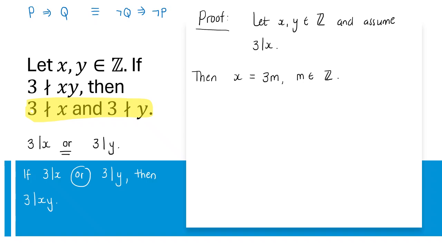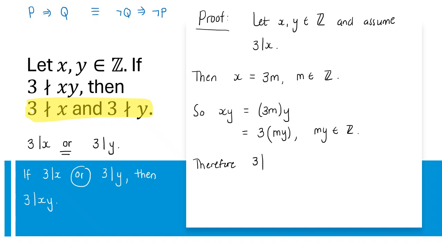We would like to show that 3 is a divisor of the product xy. So if we take a look at what xy is, xy will be x, which is 3m, times y. We would just like to show that 3 is one of the factors of this expression, and it is. We can just rewrite this as 3 times my, and the my in brackets is also an integer. So therefore, we can show very quickly and very directly 3 will be a divisor of xy, and our proof is complete.